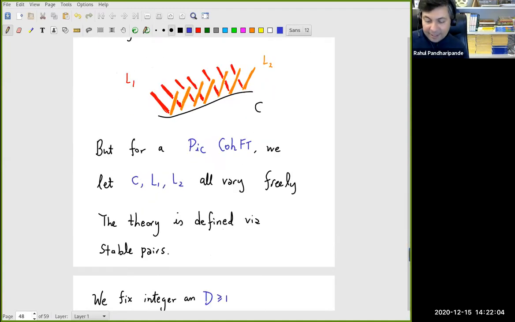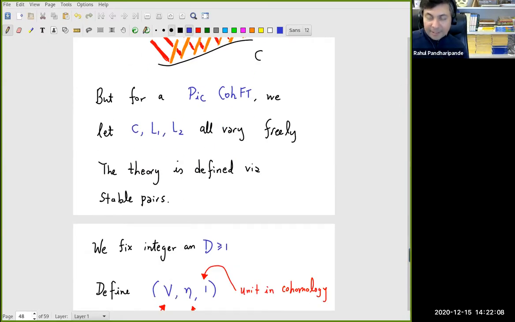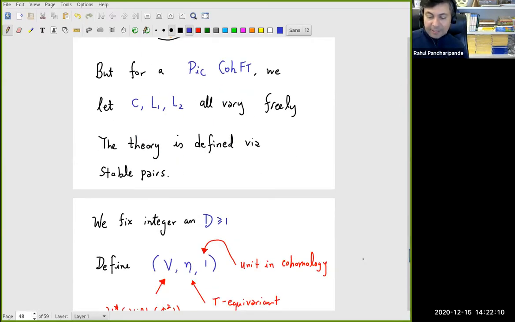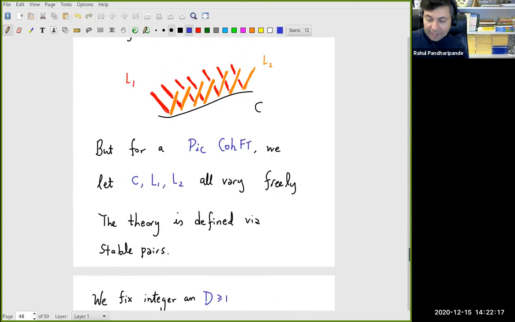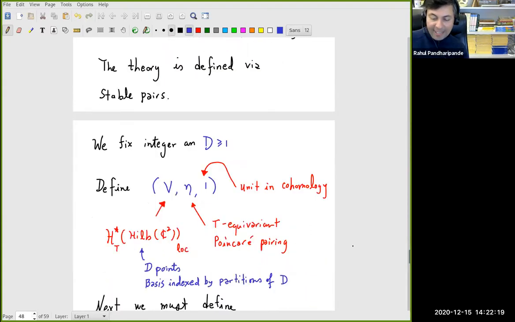So this defines, I just pick stable pairs here. You can do what you want. But we fix an integer d, some number, and if I want to tell you what this Picard CohFT is, I have to tell you what this data is.